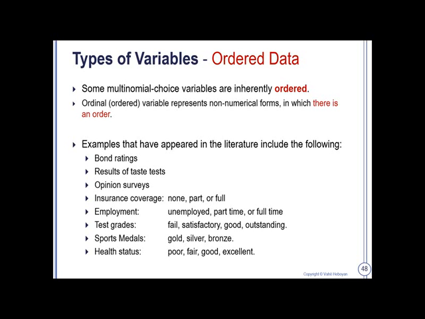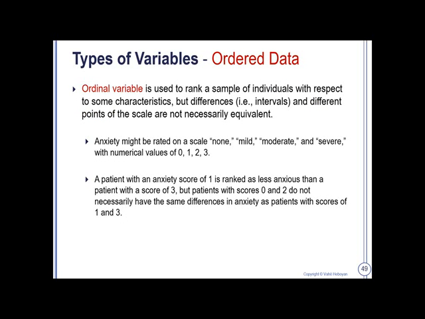As you can see, these are examples that tell us about the nature of this categorical data that has ordering involved within, which is quite different than the one that we talked about earlier.